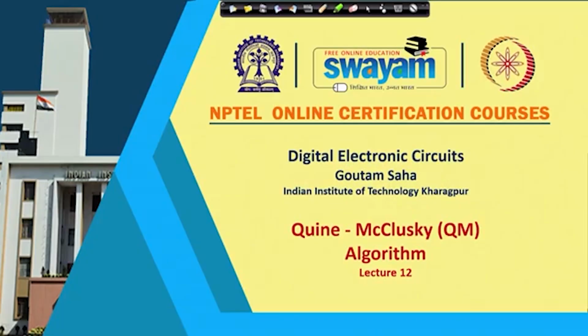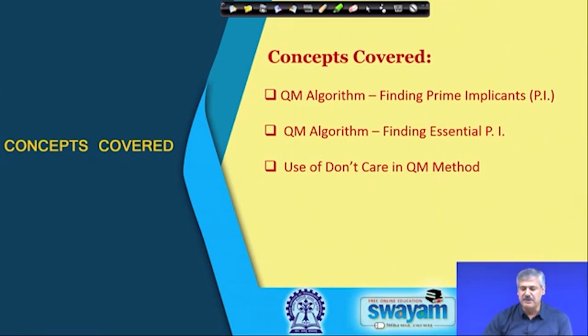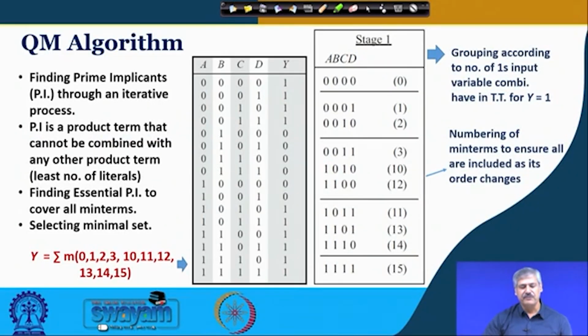Everybody, in the last class we looked at 5 variable Karnaugh map based simplification and also for inter-variable map based simplification. Okay. So, in this particular class we shall look at QM algorithm, Quine-McCluskey algorithm, which is also useful for simplification purpose, and we shall look into its important steps, that is finding prime implicants, finding essential prime implicants, and from that forming a minimal set, and also use of don't care in QM method.